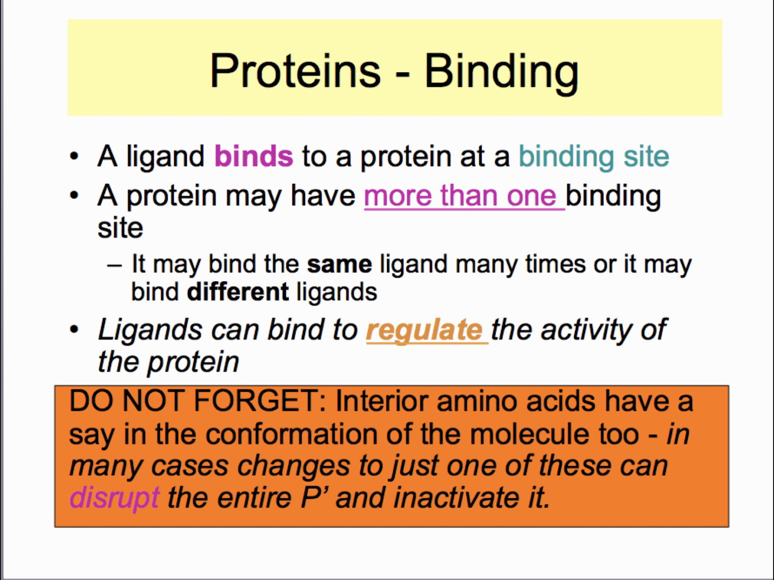Now, don't forget, please, that it is not just the amino acids along the surface of the protein that control its configuration. The interior amino acids also have a voice in which direction the polypeptide chain folds and how the protein's final shape is determined. So changes to amino acids, whether they're on the surface of the protein, at the binding site, or any other location, interior or exterior, may have an impact on the shape of the protein, therefore affecting its behavior.